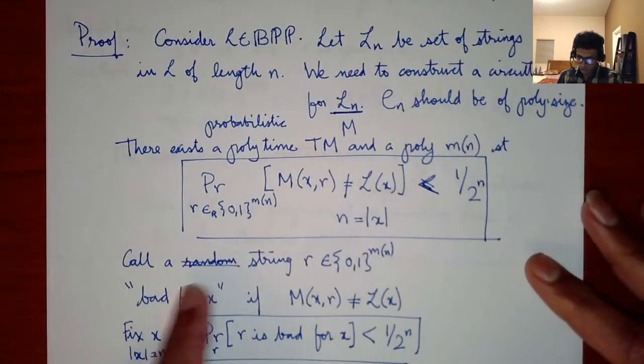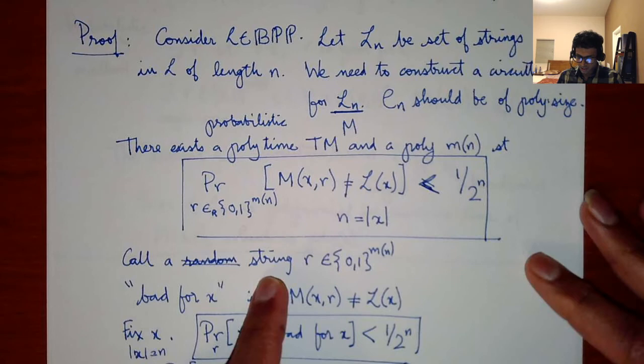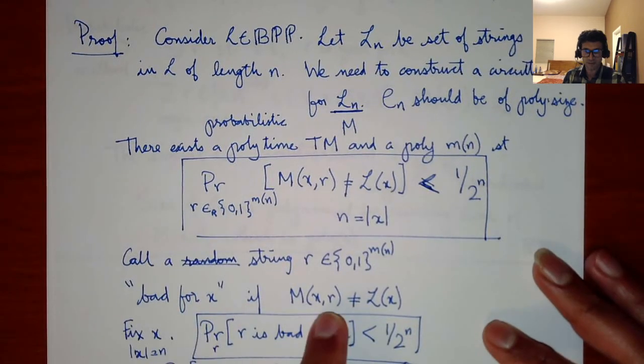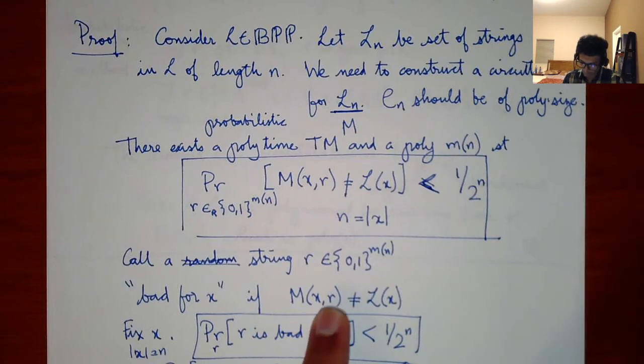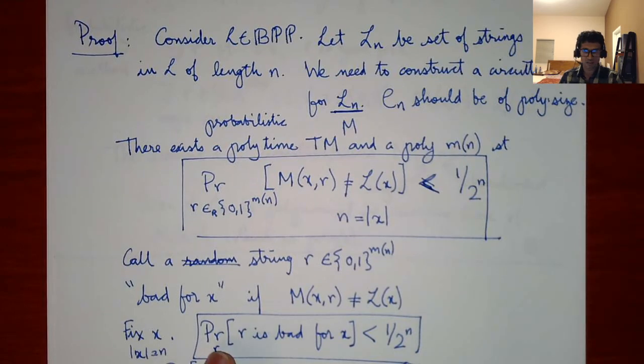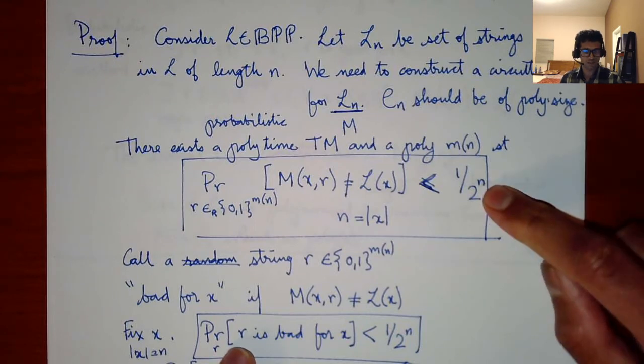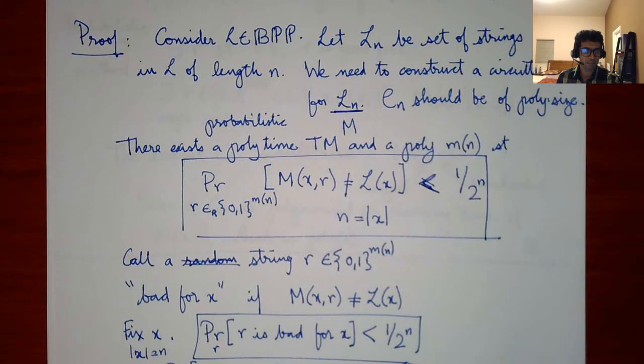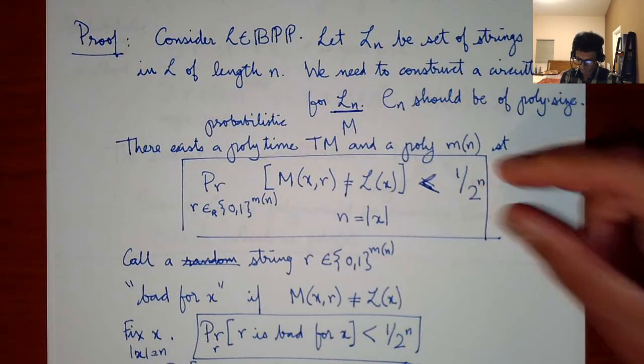Okay, so we'll call a string R bad for X if it gives the wrong output for that X. So for every X, there are a bunch of strings that are bad. Now, if you picked a random R, the probability that R is bad for X is at most 1 divided by 2 to the n. That's just a restatement of the BPP condition, of the condition of the Turing machine.